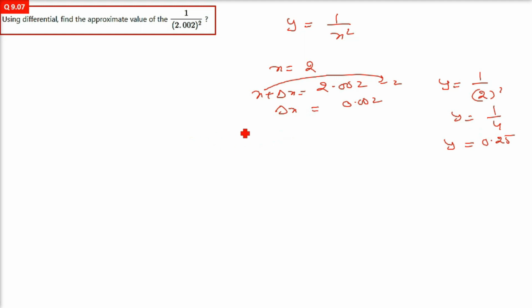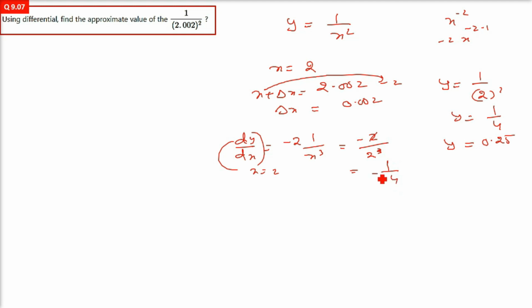Now the next thing is to differentiate this function. Dy by dx is going to be equal to x to the power minus 2. So you get minus 2, x to the power minus 2 minus 1, minus 3. So minus 2, 1 by x cube. Now we have to compute this dy by dx at x equals 2. We have a differentiated function which is minus 2 by x cube. In place of x, replace it by 2. So you get 2 cube. 2 you can cancel. It will be negative 1 by 4. So minus 1 by 4. Again it is minus 0.25 only.